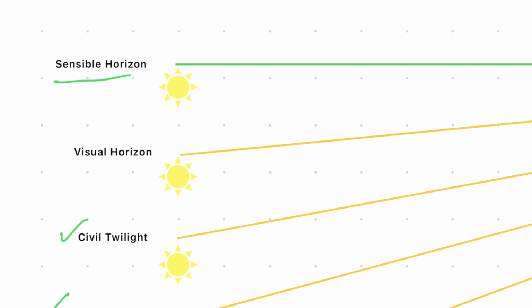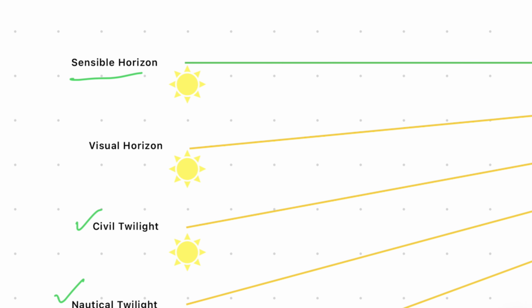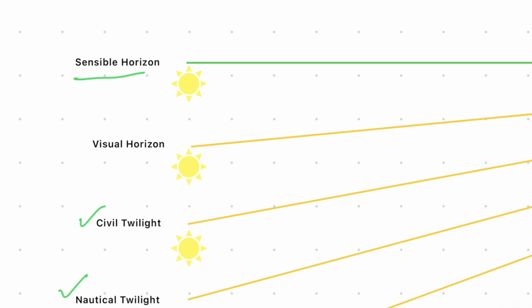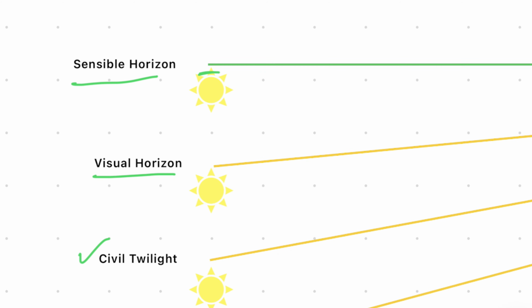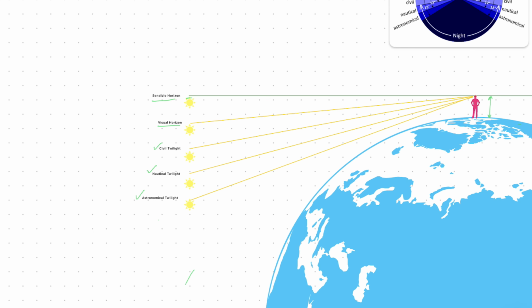Okay, now comes the visual horizon. When we cater for atmospheric refraction, an observer can see an object which is actually below his sensible horizon, and that horizon we call the visual horizon. Sunset and sunrise times are taken based on the sun's upper lip, or top of the sun, being visible at the horizon. I hope you got these two types of horizon, sensible and visible horizon.